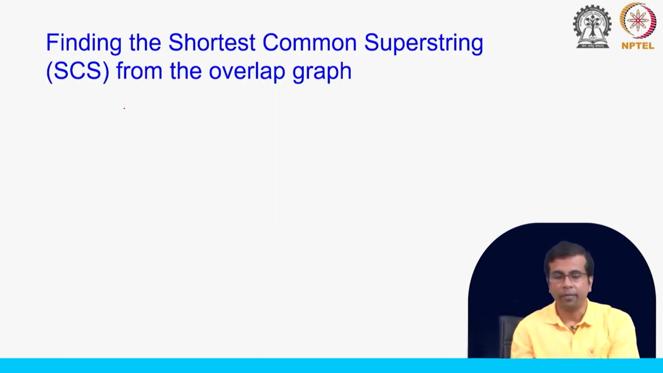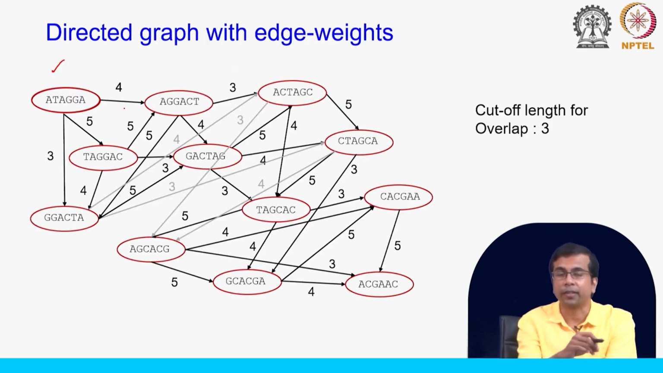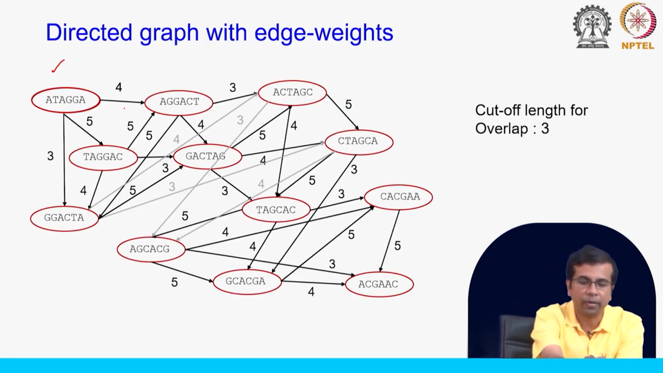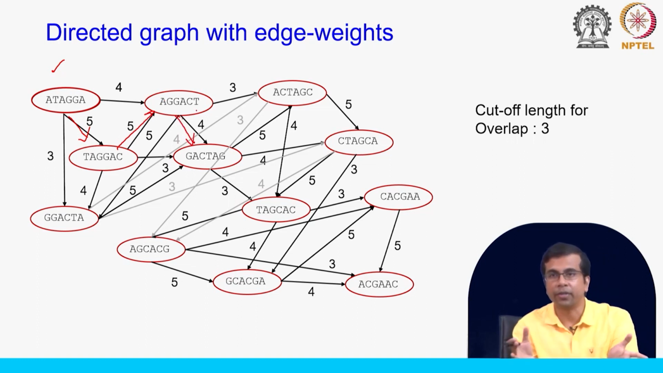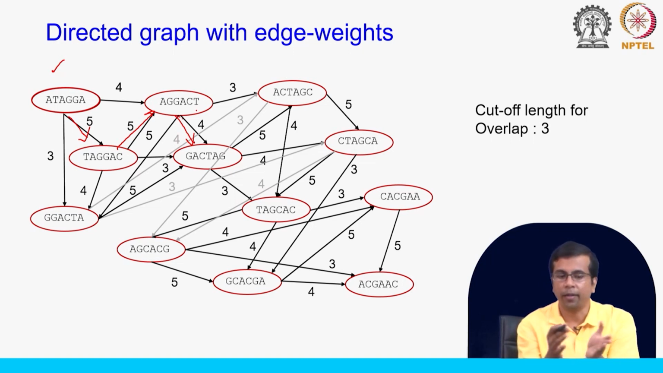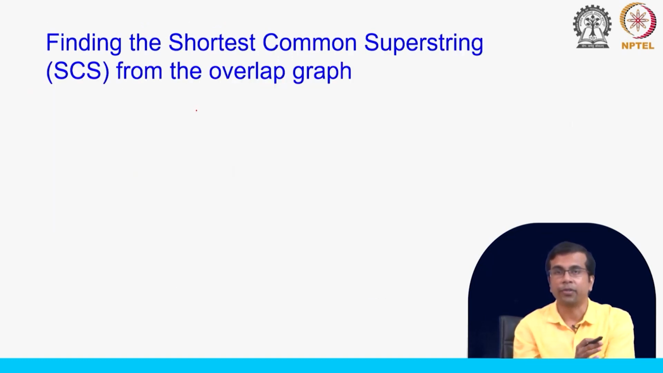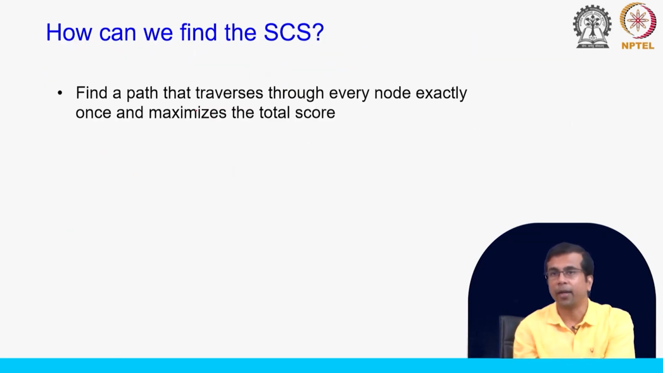Okay. So, you can actually traverse through these graphs. Okay. So, you can maybe let us say start from here, you can go in this direction, then go in this direction, and so on, right. You can see like there will be multiple such paths, right. So, you have so many options at every node, okay, and you can take any of those. What the SCS approach tries is to find a path that traverses through every node exactly once and maximizes the total score.